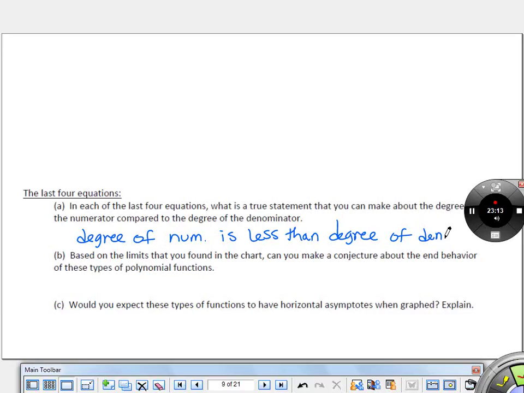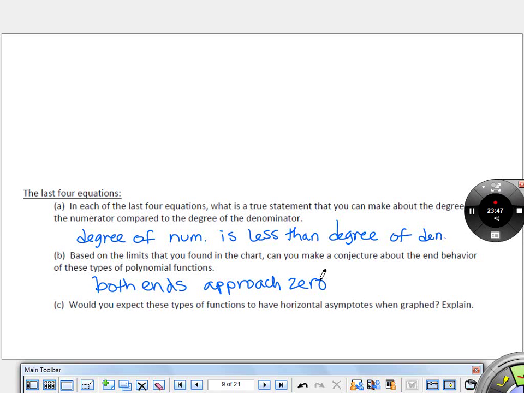All right, so based on what you saw in the chart, what is your expectation for end behavior if someone puts in front of you a function that has this characteristic, that the numerator has a smaller degree than the denominator? What do you expect your function to do at the ends? Look at your chart. What did all of those functions do at the ends? They got really close to 0, right? Okay. So both ends approach 0. And again, I'm using the word approach 0 because they didn't technically equal 0, but they're getting infinitely close to it.